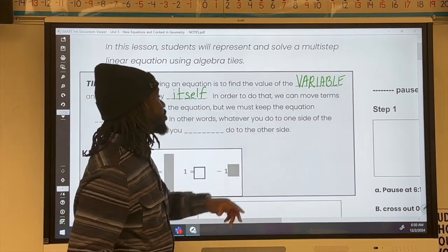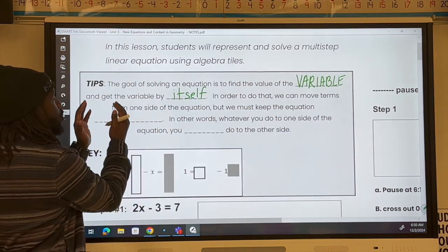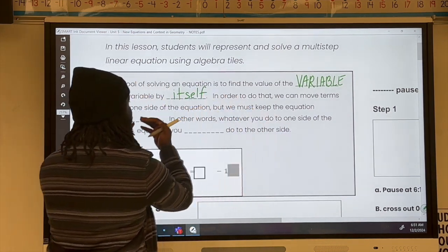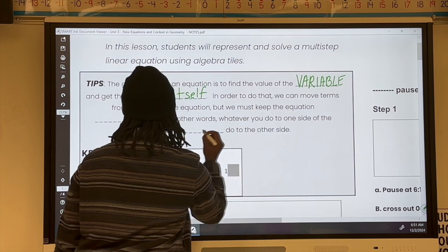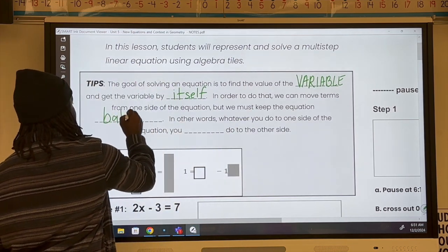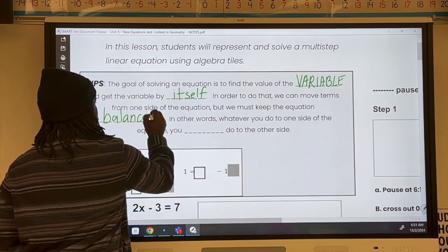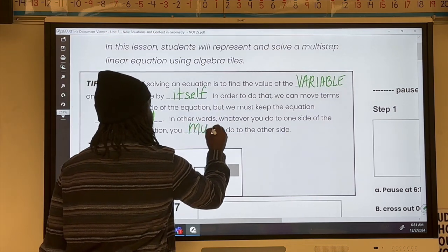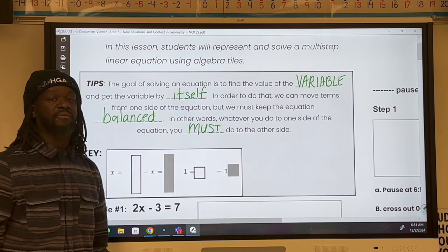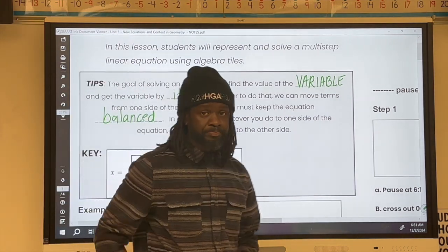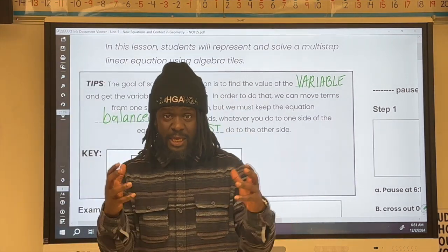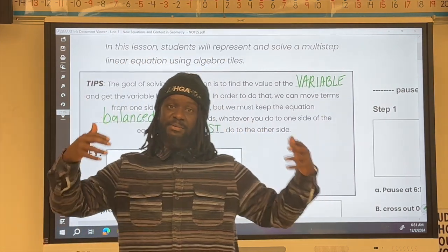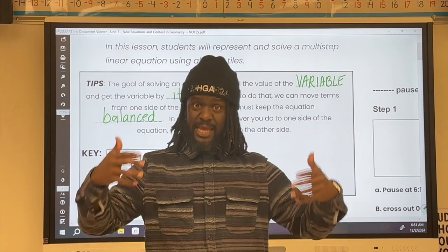And so in order to do that, we can move terms from one side of the equation to the other, but we must keep the equation balanced. In other words, whatever you do to one side of the equation, you must do to the other side of the equation. All right. And so these are just a few tips that you're going to hear me say 1,000 times over the course of the next unit.